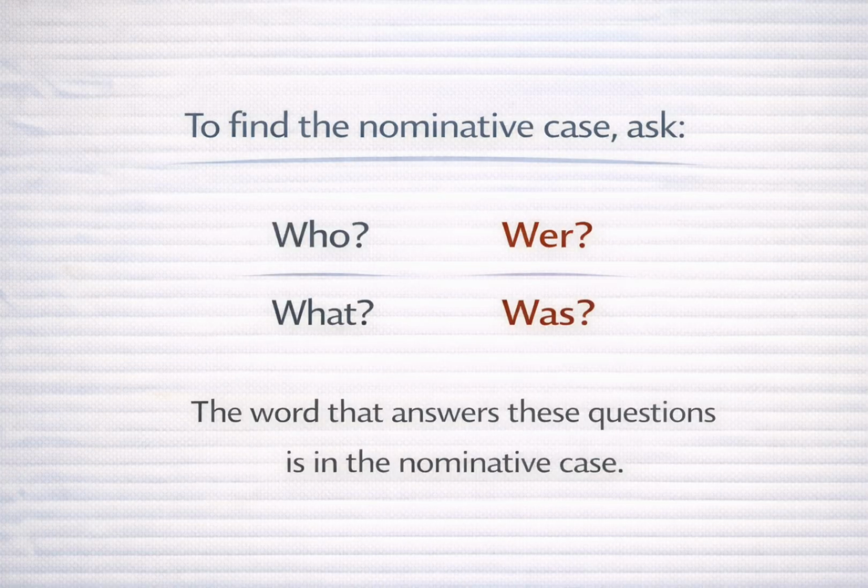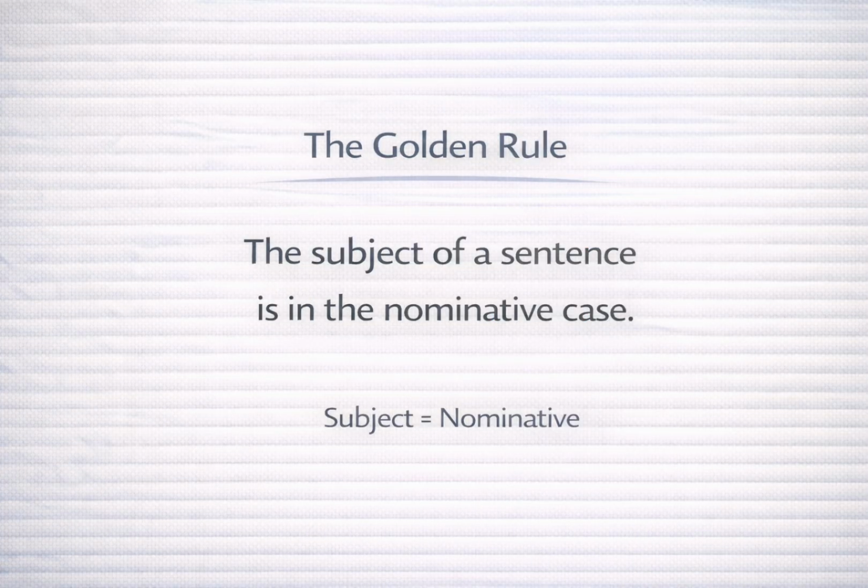To find the nominative case, we ask 2 simple questions. Who is doing the action? Or what is doing the action? In German, these questions are wer and was. So the word that answers the question is in the nominative case. We use who for a person and what for a thing. Here is the golden rule. The subject of a sentence is always in the nominative case, which means subject equals nominative. If you remember only one rule today, remember this one.